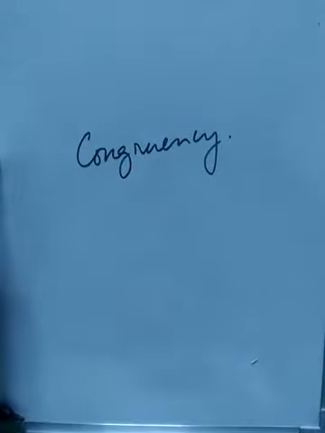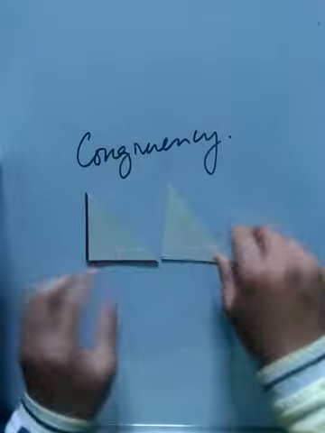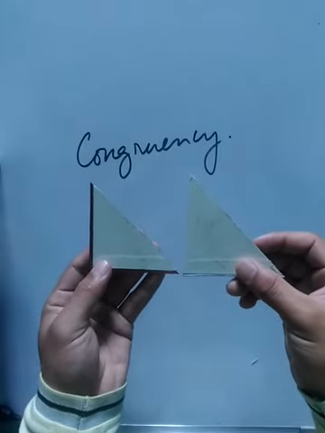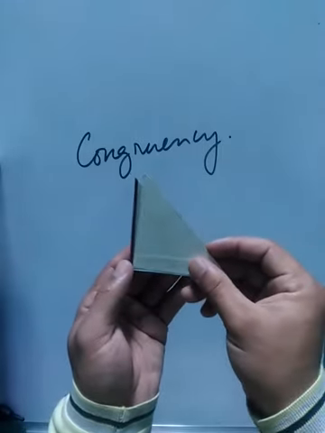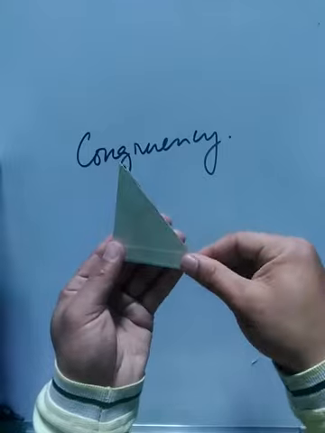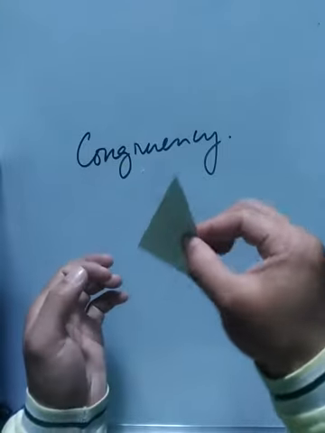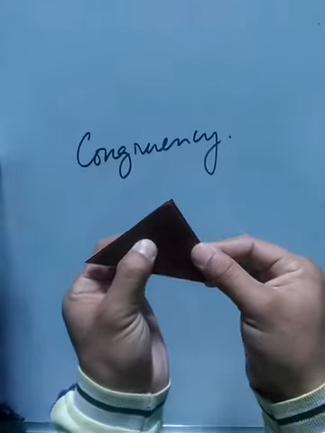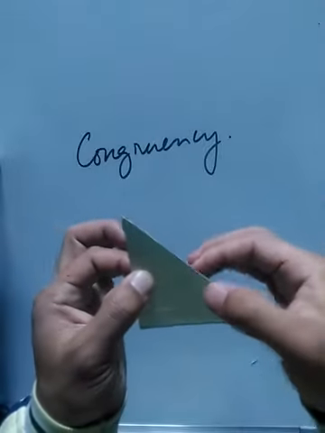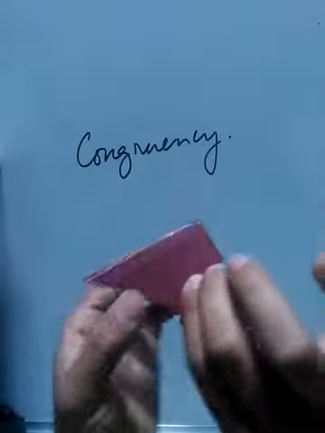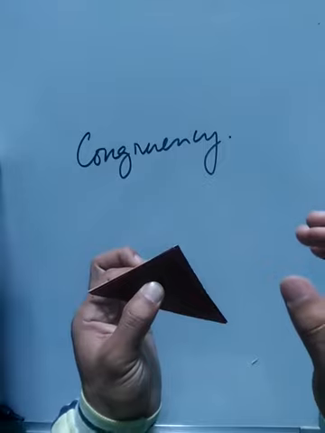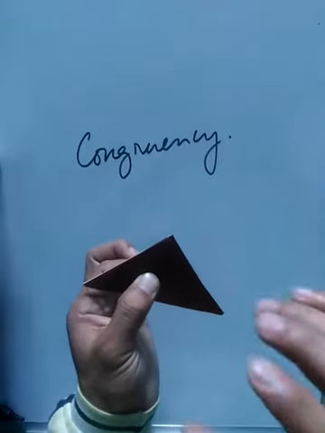I'll give you one example here again. I have taken out these two triangles. Let me keep this triangle here, one above the other. This is the second triangle and this is the first triangle, the white and the red. When we see like this, they perfectly overlap. That means the two triangles are congruent. That means they have the same shape and the same size.